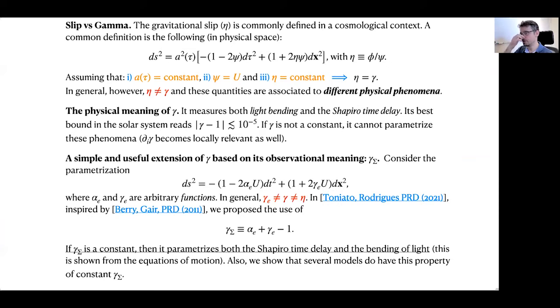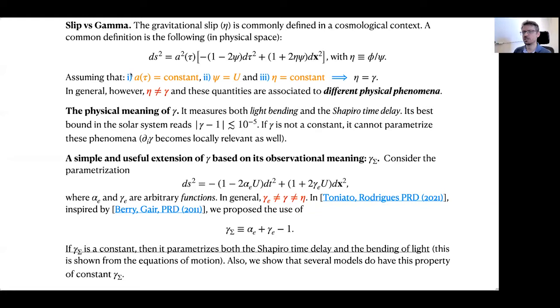This slip appears in a cosmological context. That's why here I wrote the line element of cosmological scalar perturbations. You can find here the scale factor, the time part of the scalar perturbation, and here the spatial part. But the spatial part I wrote as eta psi, where eta is defined by phi over psi. So this eta here is the slip.